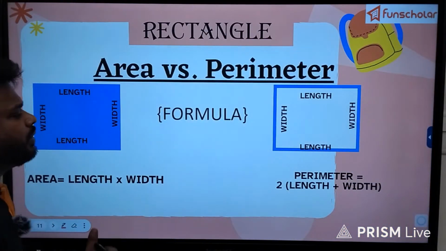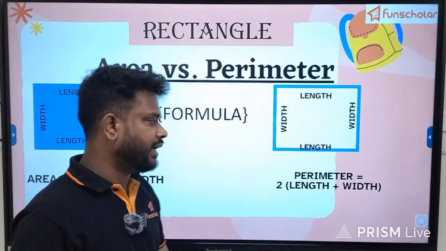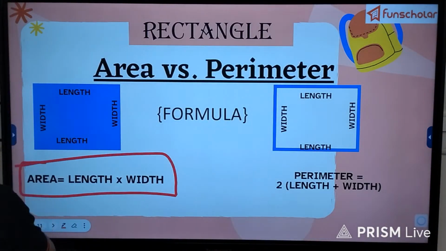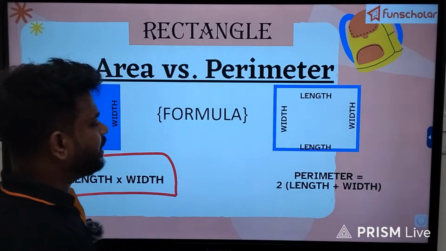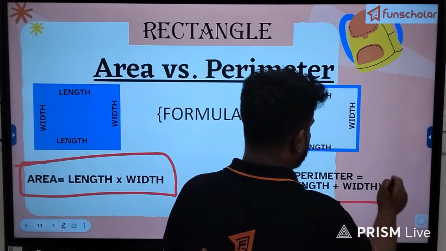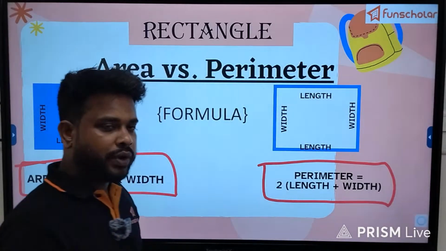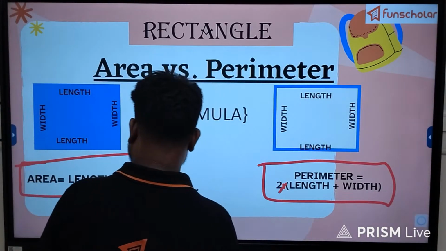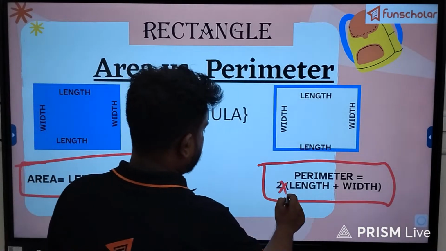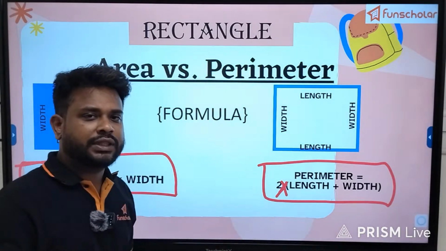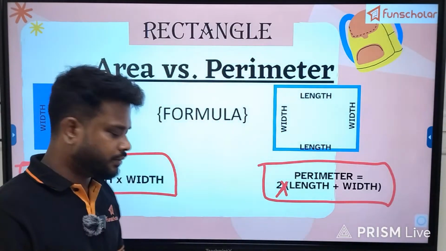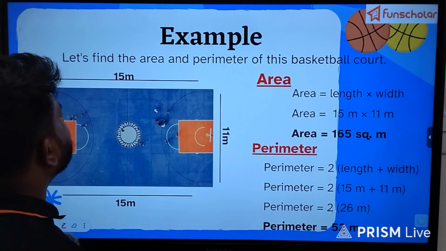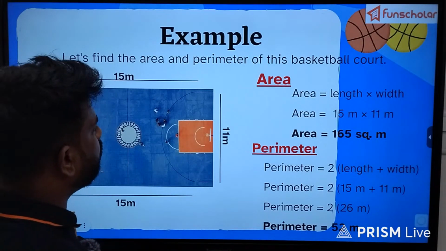Now we are going to learn about the area and perimeter of a rectangle, and the formula says that the area of a rectangle will be length into width and the perimeter will be 2 into length plus width. Okay, so here the into sign has not been given, so we have to multiply it with the sum of length and width. Okay. The next one. So let us find the area and perimeter of this basketball court.